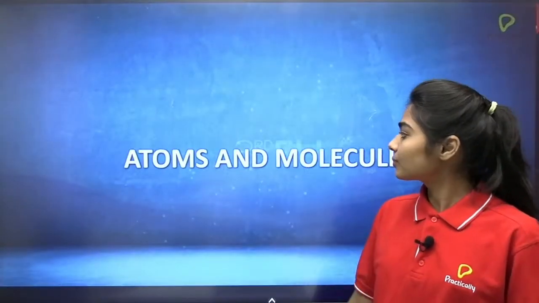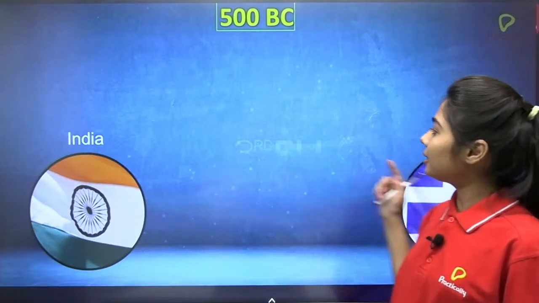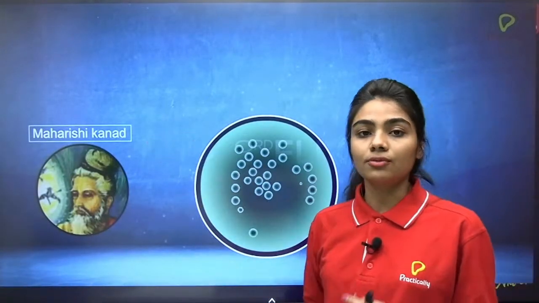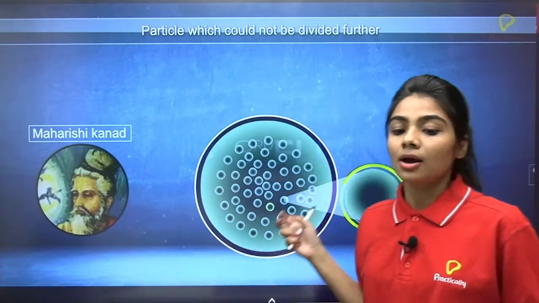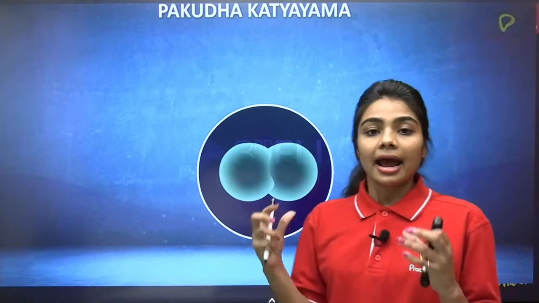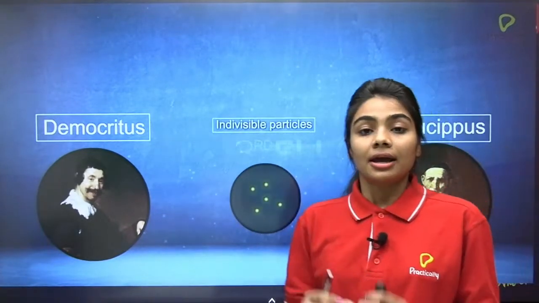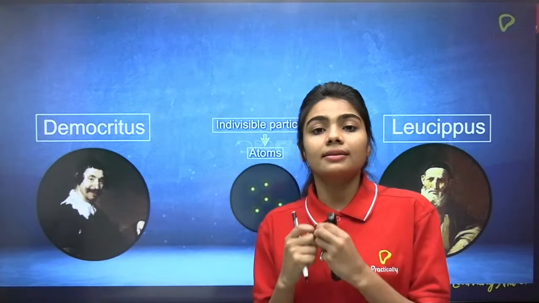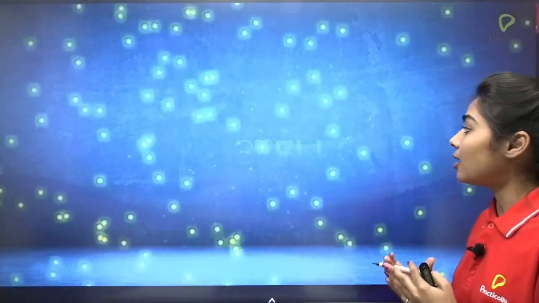Let's see a video on atoms and molecules. Around 500 BC, Indian and Greek scientists together studied matter. Maharshi Kannad, an Indian scientist, said that if we divide matter into smaller and smaller particles, we get a smallest particle which he termed Paramanu. Pakudha Katyayana said that atoms exist in a combined state. Then Democritus and Leucippus said that if we divide matter into its smallest unit, it is termed an atom. Atom is derived from the Greek word atomos, which means an indivisible particle.